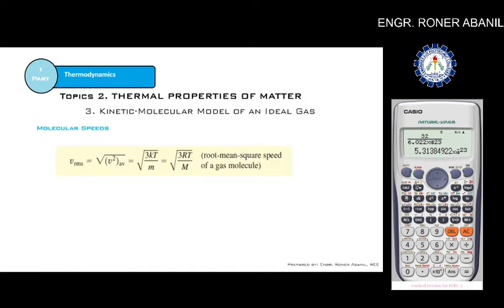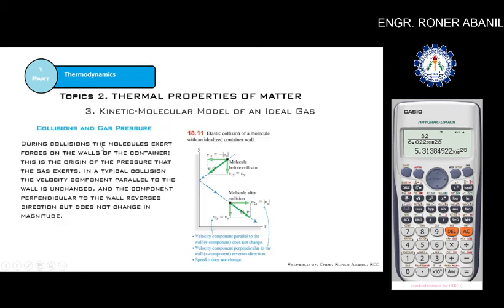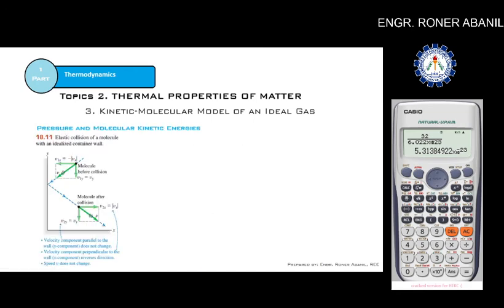So, we enter into what is called pressure and molecular energies. Okay. So, we mentioned that vx is really not the same for all the molecules, but we could have sorted the molecules into groups having the same vx within each group. Okay? So, the net effect of this is just to replace vx raised to 2 by the average of vx raised to 2, which is denoted as vx raised to 2 average.